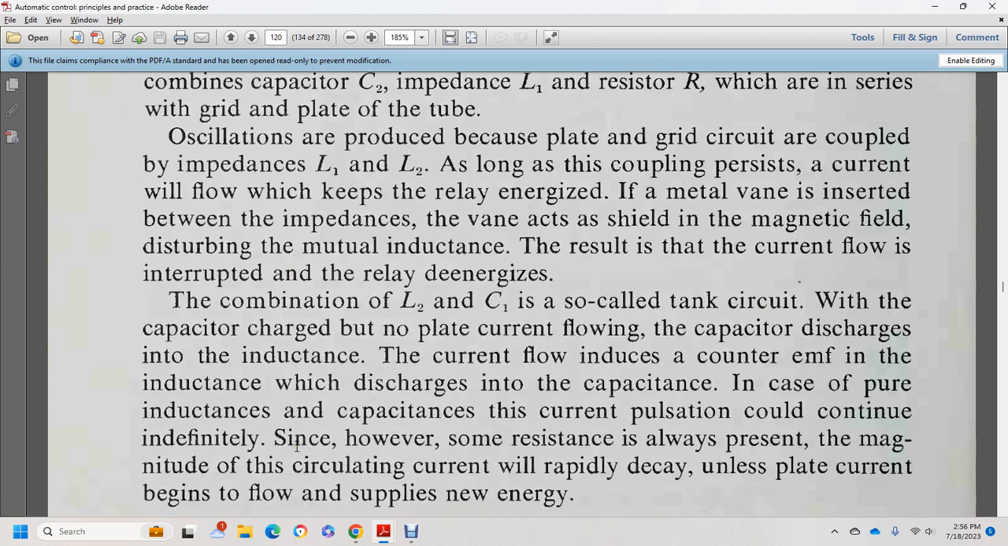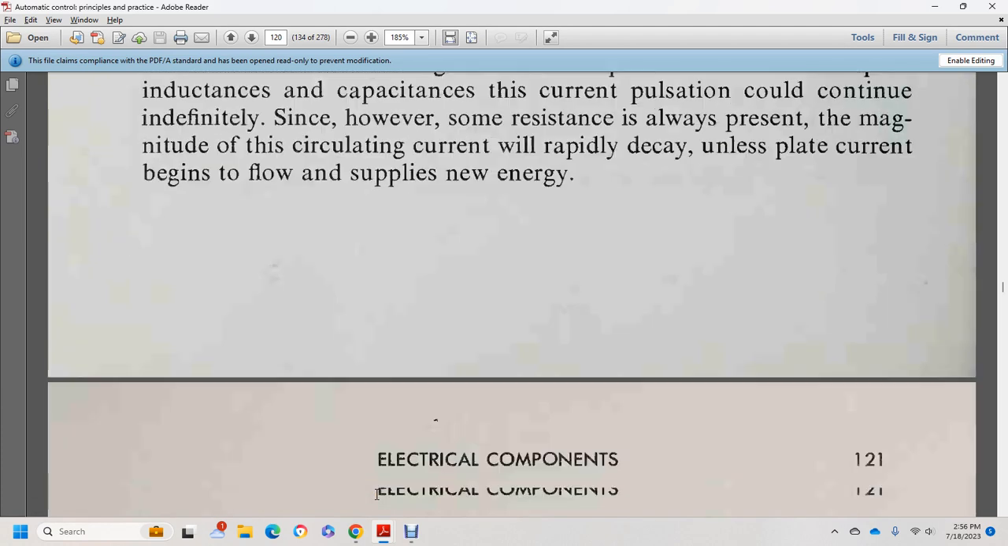The combination of inductance 2 and capacitance 1 is the so-called tank circuit. With no plate current, the capacitor discharges into the inductance. The current flow induces a counter EMF in the inductance, which discharges into the capacitance. In this case, the current pulsation could continue indefinitely. However, the resistance always present means the circulating current will rapidly decay unless plate current begins to flow and supply new energy.